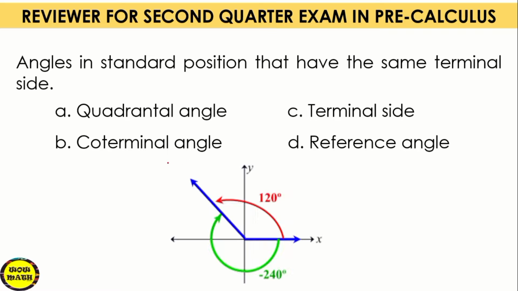Next, angles in standard positions that have the same terminal side. So in this figure, this will be the initial side and this is the terminal side. So si 120 degrees at si negative 240 degrees ay parehong nasa standard position with the same terminal side. So ano ibig sabihin nito? This is a coterminal angle. So letter B ang sagot natin dito sa second question.